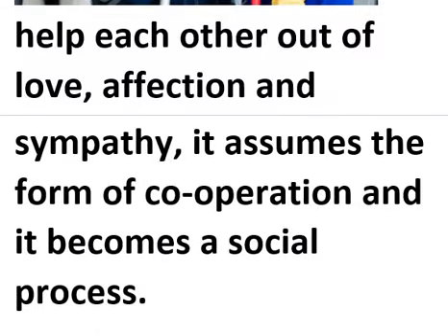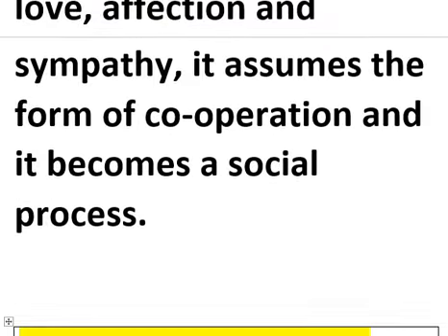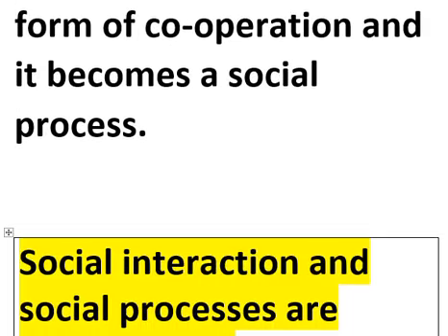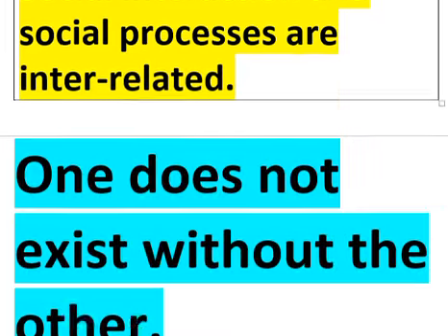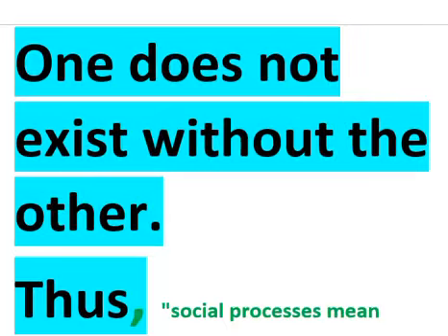So, is cooperation only a single form of social interaction? No, there are yet other forms. Social interaction and social process are interrelated. One does not exist without the other. Social process and social interaction are different terms, but both have some common ideas, and one does not exist without the other.